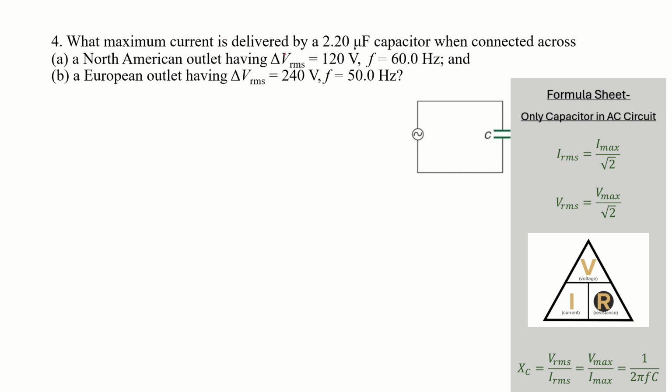What is the maximum current delivered by a 2.2 microfarad capacitor? The capacitance is given, 2.2 micro meaning 10 to the power of minus 6 farad, when connected across a North American outlet and a European outlet. We have to find the maximum current. Remember, we have two different types of outlets. In the American outlet the frequency is high and the RMS voltage is less, whereas the European outlet has the lower frequency and the higher RMS voltage. We are using the same capacitor in both outlets. Let us calculate for the North American outlet.